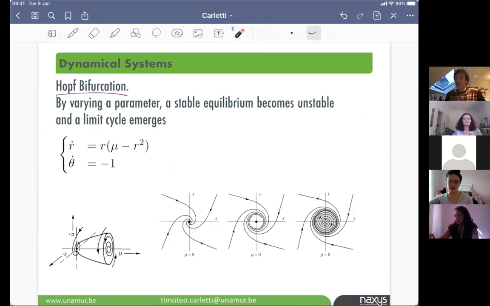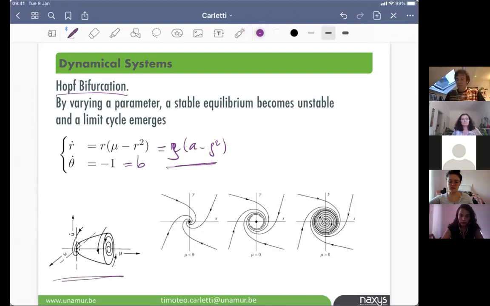This is the example that I showed you in the case of the Stewart Landau example. If you recognize, here is the case B equal to -1. This was my B. My previous equation was, so I called it rho instead of R, it was A minus, so it was, if you want, this is the equation that I had before. It's exactly the same.